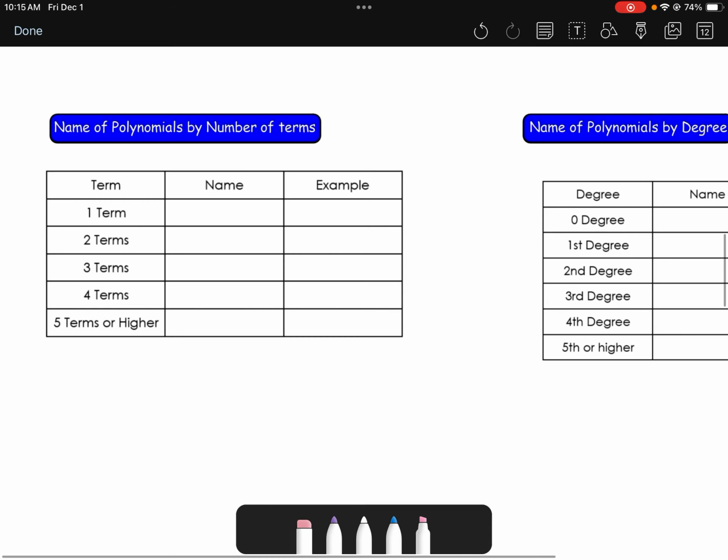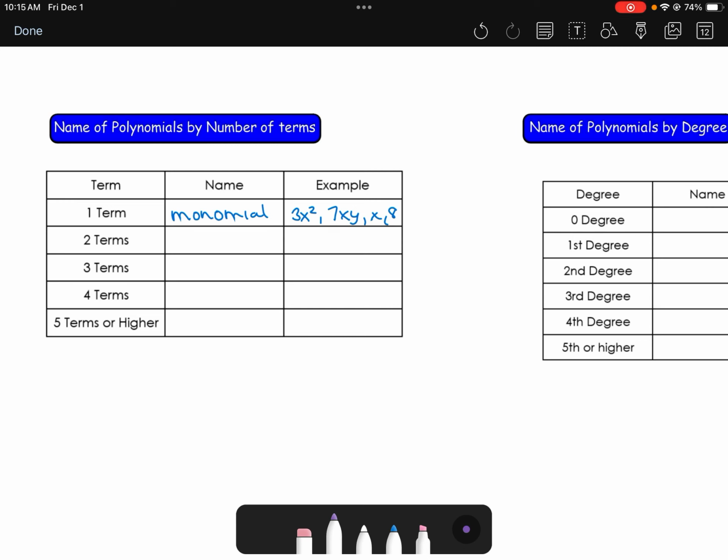Okay, so let's look at how we're going to name these. Naming is based on how many terms, so naming polynomials by number of terms. If we have 1 term, this is called a monomial, mono meaning 1. Examples of that would be 3x squared, 7xy, x, 8. You just have one term.